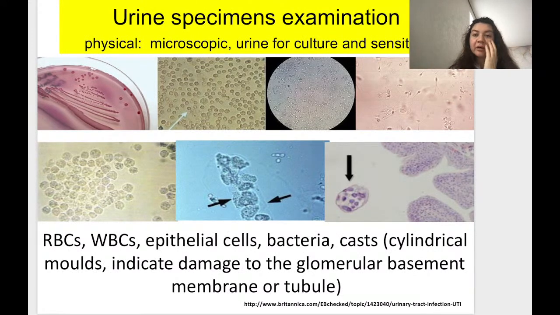Here you see examples of microscopic changes, where we can find red blood cells in different pictures, white blood cells, epithelial cells, bacteria like in the blue picture, and in the last picture some casts. They can be cylindrical molds and indicate damage of the glomerular basement membrane or tubule. And the first picture is an example of bacterial investigation for culture and sensitivity. It looks like the first left picture.